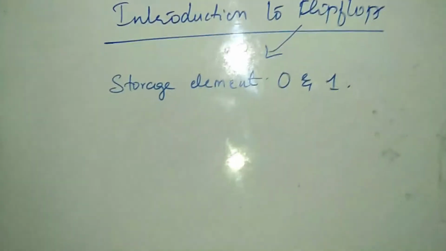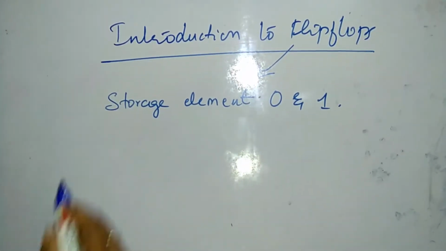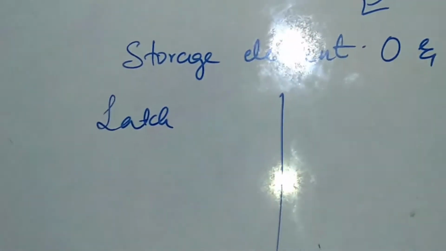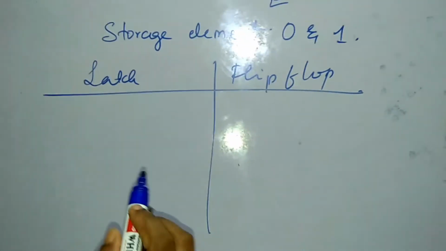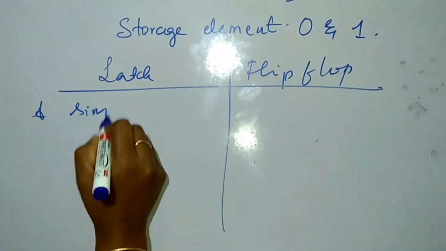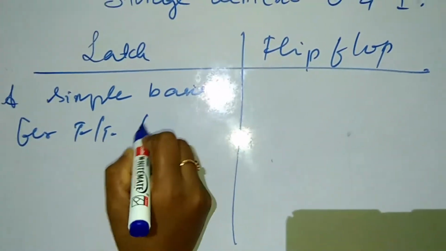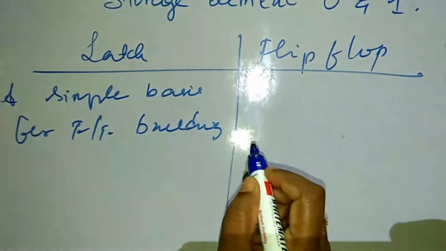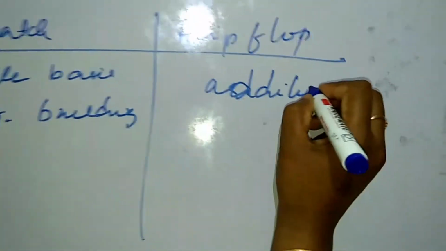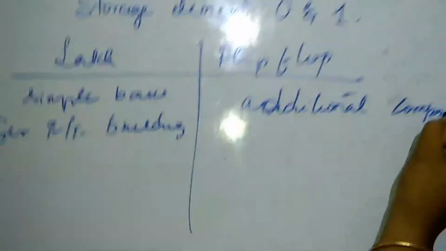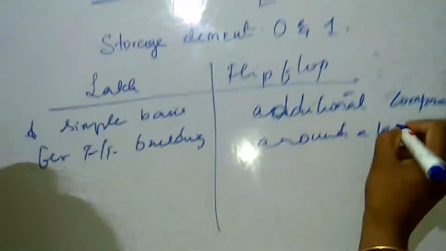Correct? So all of us have a confusion about what exactly is a latch and a flip-flop. Let me tell you all the difference between a latch and a flip-flop. I'll quickly brush up through the difference between the two. A latch is a simple basis for flip-flop building, and a flip-flop is built by connecting some additional components across the latch, or I can say around a latch.